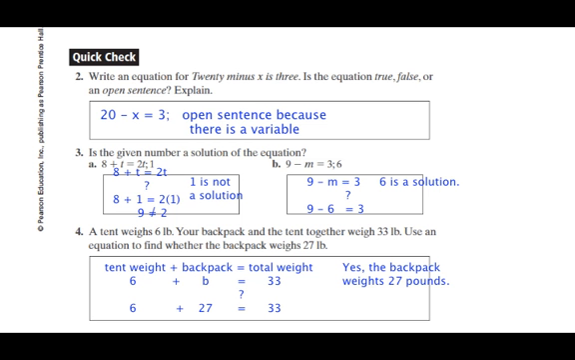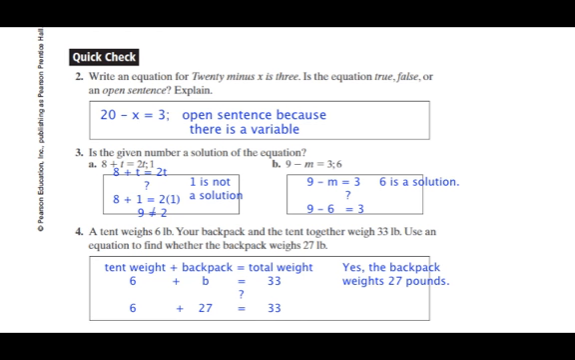Number 2, write an equation for 20 minus x is 3. Is the equation true, false, or an open sentence? You would have 20 minus x equals 3. So it's an open sentence because there's a variable. Number 3a, 8 plus t equals 2t. Is the solution 1? So we write the equation 8 plus t equals 2t. We substitute in 1, so we have 8 plus 1. Is that equal to 2 times 1? No, it's not. 9 does not equal 2, so 1 is not a solution to that equation.